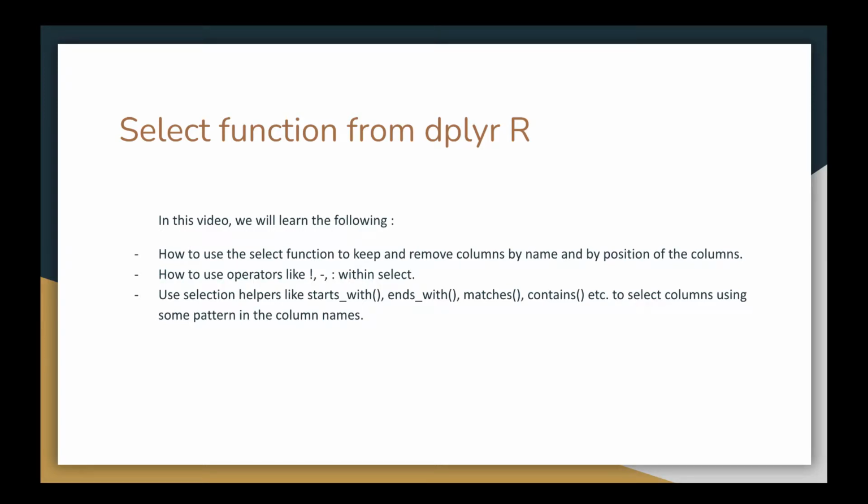In today's video, we are going to learn different ways of using select function present in dplyr package. In this video, we will cover the following things. How to use the select function to keep and remove columns by name as well as position of the columns in the data. How to use operators like exclamation mark or negation symbol and minus sign to remove columns, and how to use colon operator to select range of consecutive columns.